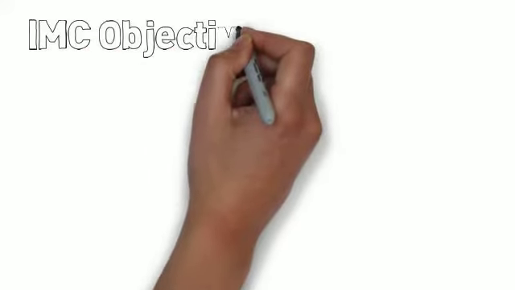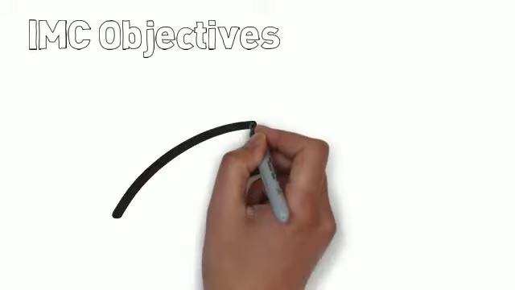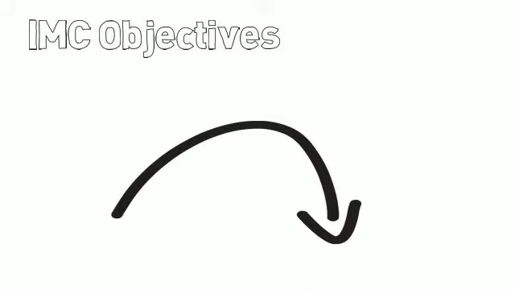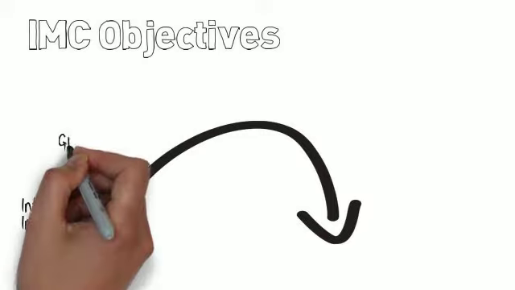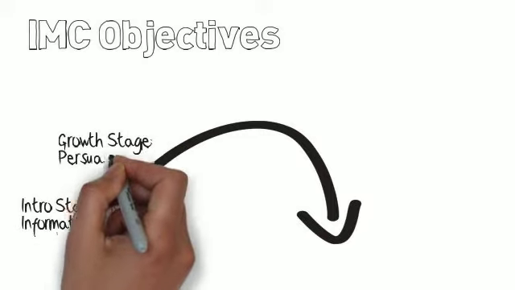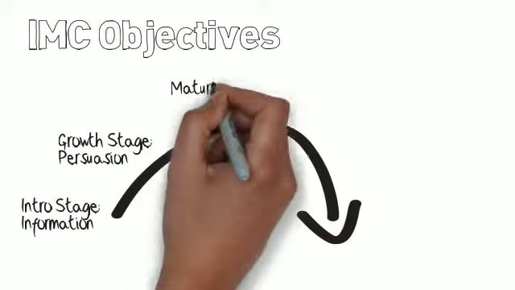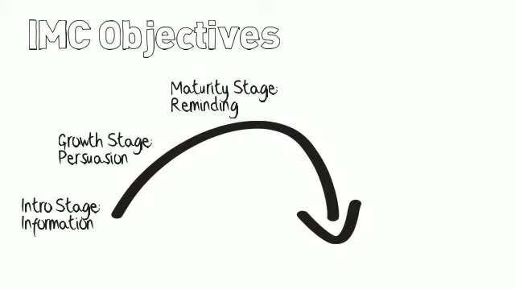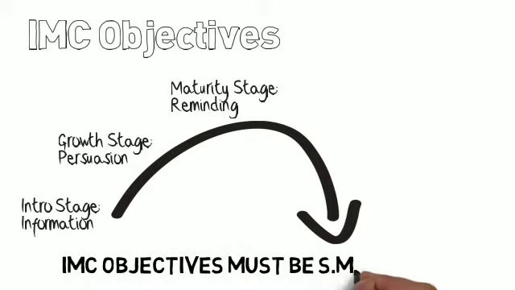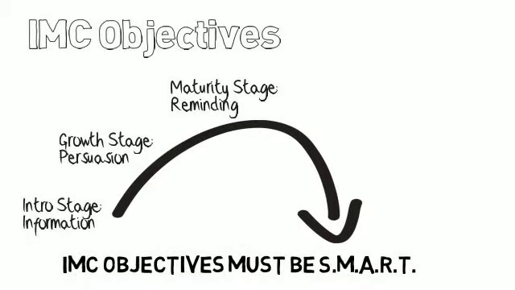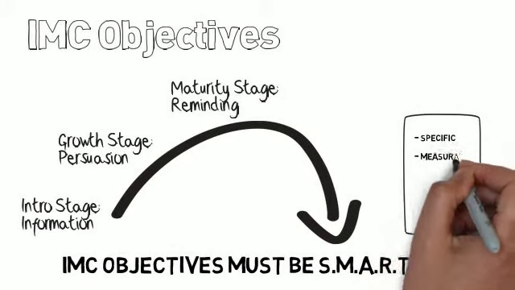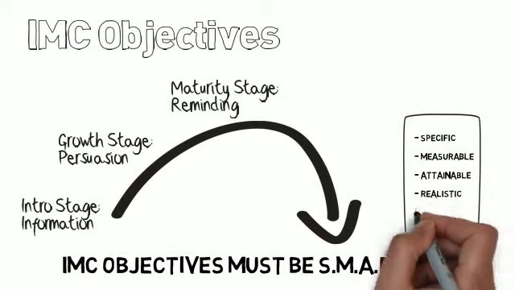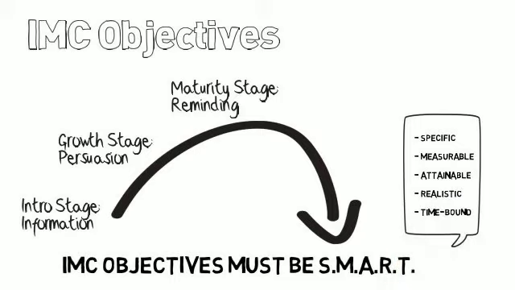IMC objectives are threefold. We talked about these earlier on: to inform, to persuade, and to remind, but these are inextricably tied to the stage of the product life cycle, or even the brand life cycle that it's currently in. The introductory stage requires information to be received, growth requires persuading to compete against rivals, and maturity calls for constant reminding of product relevancy and need. An infinite number of SMART objectives can be formulated under any of these categories.